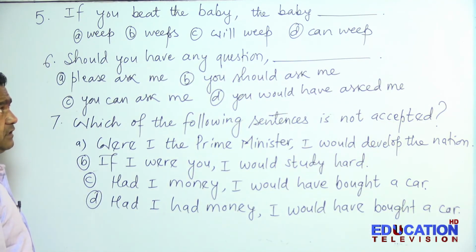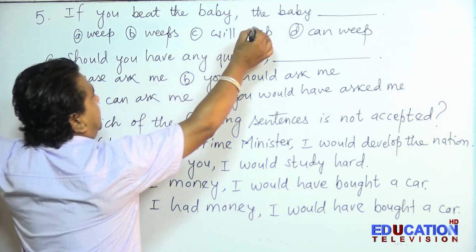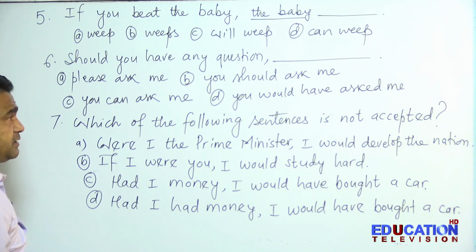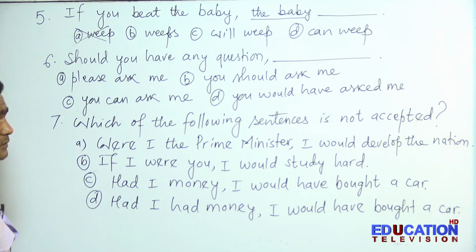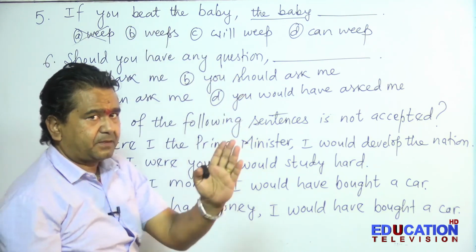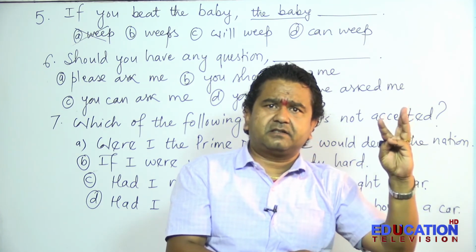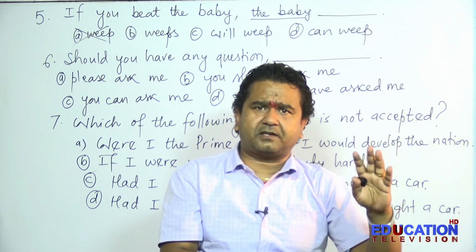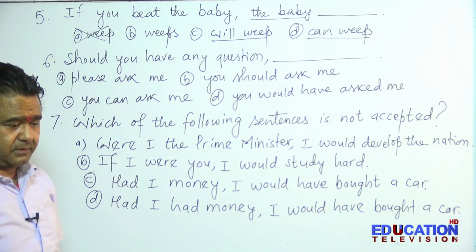Now let us see these three sentences one by one. If you beat the baby: weeps, will weep, can weep. Let us see the first option. If you beat the baby weep. This is wrong because the baby is third person singular. With the third person singular, you cannot write V1, you must write V5. This is wrong. Next one, according to our formula, if plus simple present on the one hand, the next side should be shall, will, may, can, must plus V1. So we have got will plus V1, we have got can plus V1. Which one to write? It's confusing.